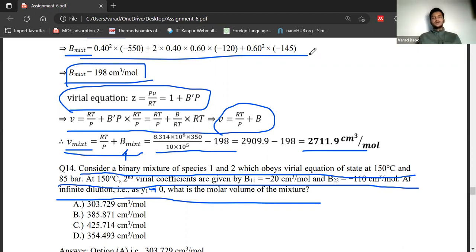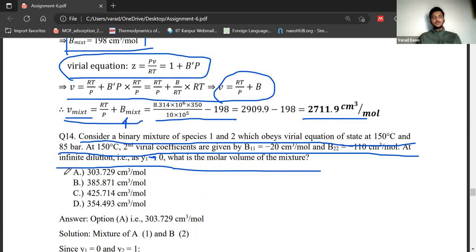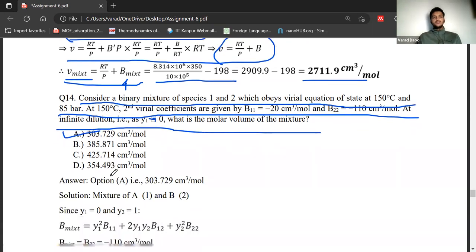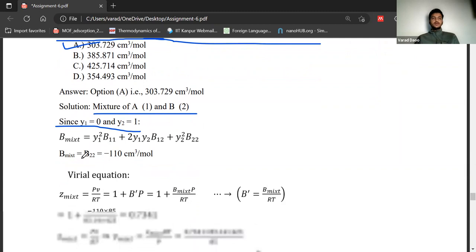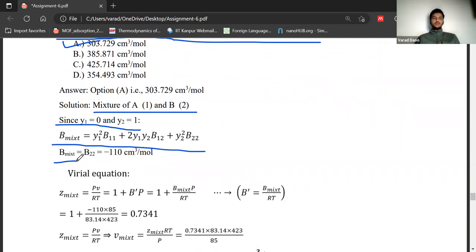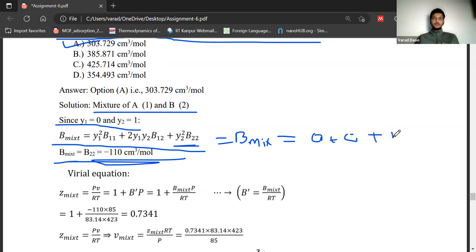Okay, so anybody has any answer? The correct answer is option A, right? So what we have is a mixture of A and B. And since y1 is equal to 0 and y2 is equal to 1, because we have y1 tending to 0, right? Infinite dilution. So hence we know this expression. So we put y1 equal to 0. We are left with only this expression, and y2 is equal to 1. So it's going to be B mix equal to basically 0 plus 0 plus 1 square multiplied by B22, which is nothing but B22, right?